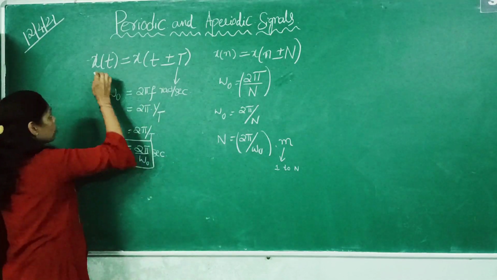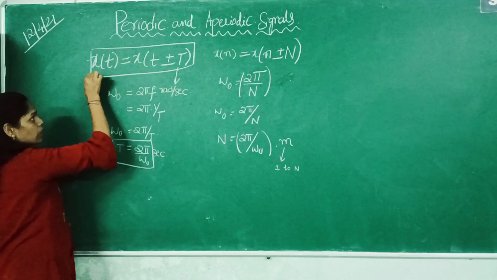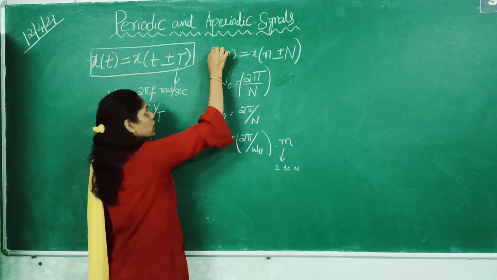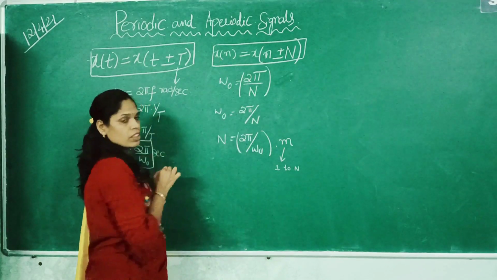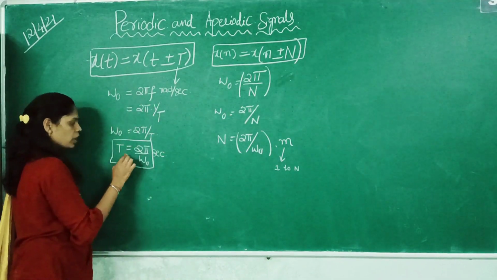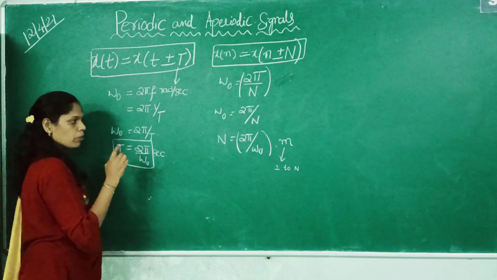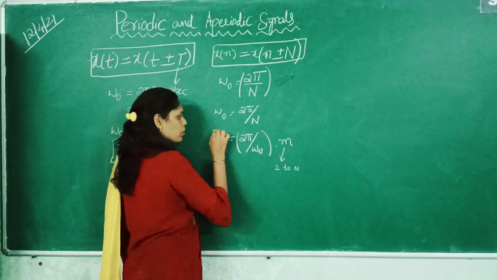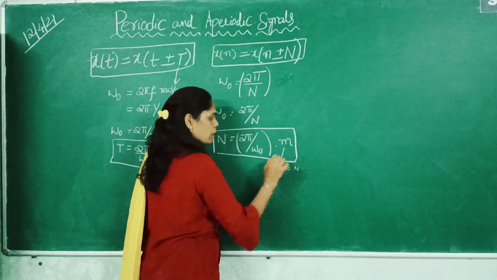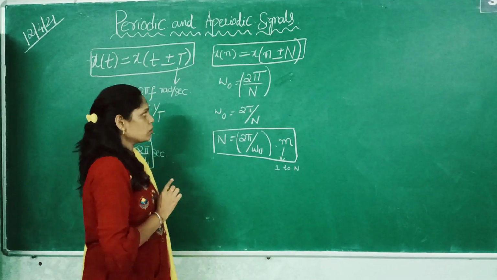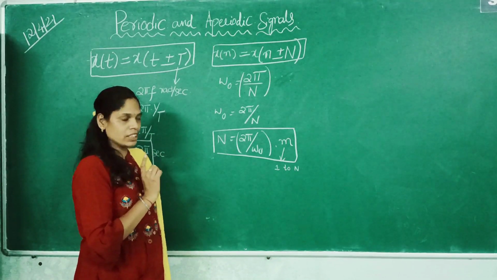So what we have to remember here: this is the condition for the continuous time domain signal, and this is the condition for the discrete domain signal. For the fundamental time period of the continuous time domain signal, T equals 2 pi by omega naught. For the discrete time domain signal, remember 2 pi by omega naught multiplied by m. These are the formulas for periodic signals.